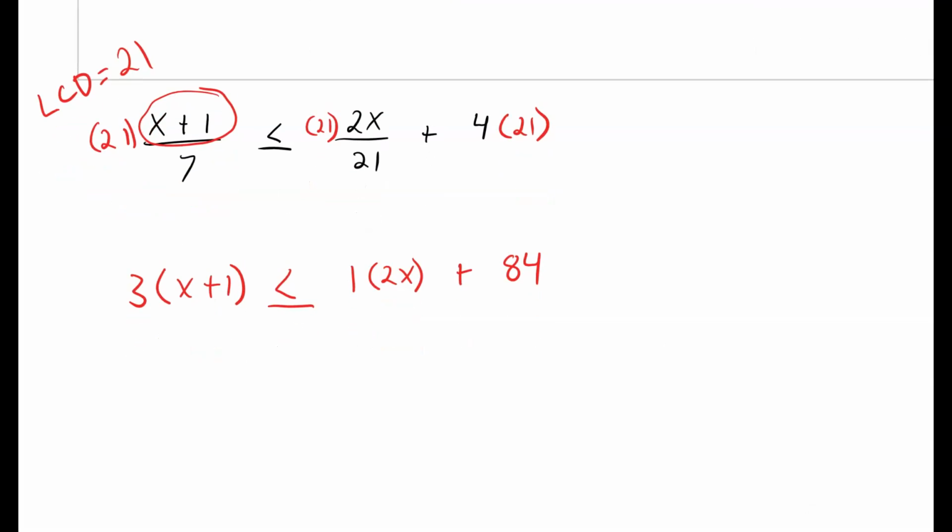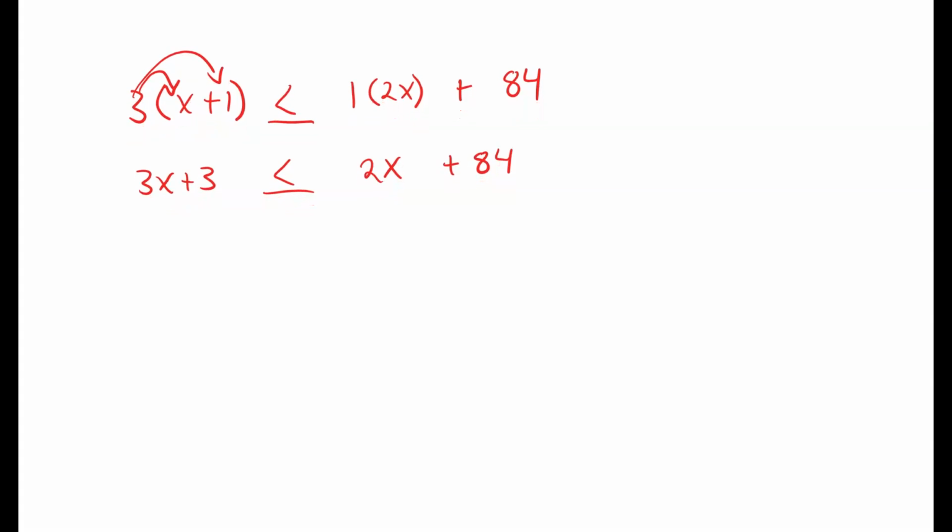Now we're able to work with this because we've got rid of those fractions, and we can look at this left-hand side where we have to distribute the 3. So we have to distribute the 3 inside the brackets. So 3 multiplied by x is 3x. 3 multiplied by 1 is 3, and it's positive. Then we keep our symbol the same direction. And we have 1 multiplied by 2, which gives us 2x plus 84.